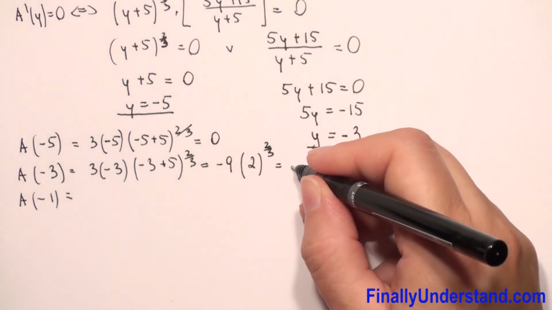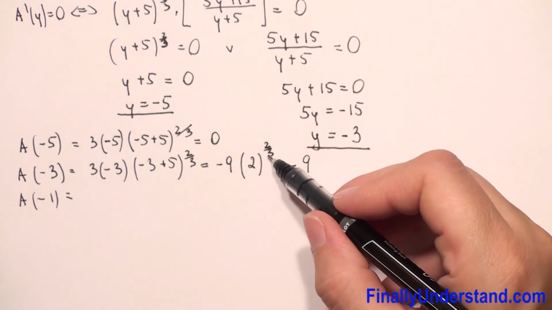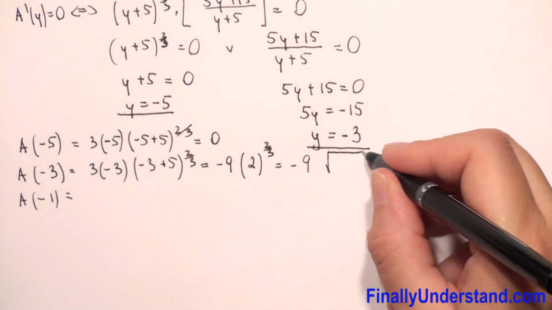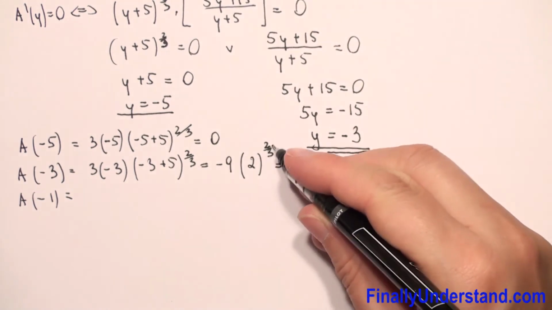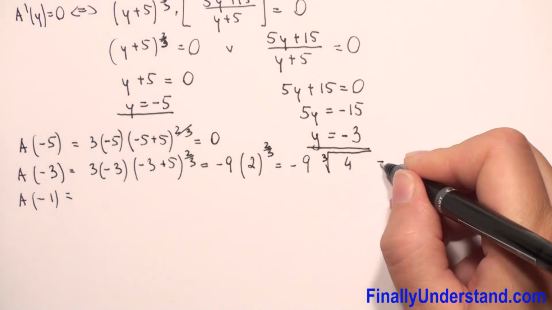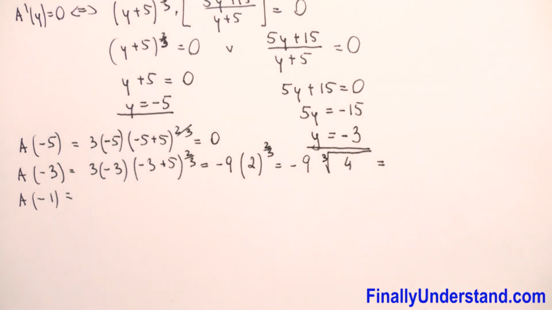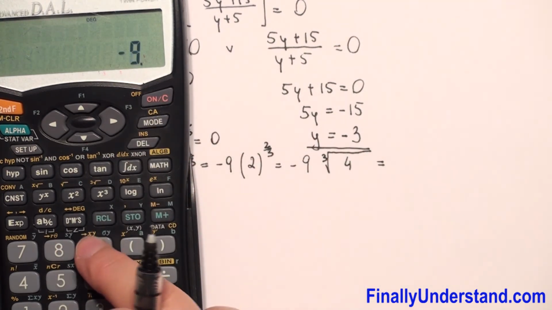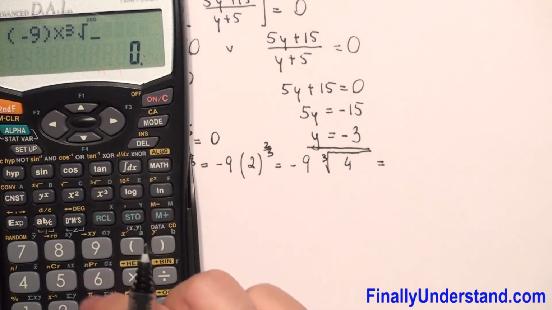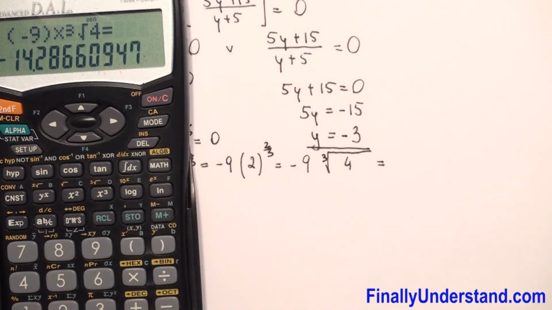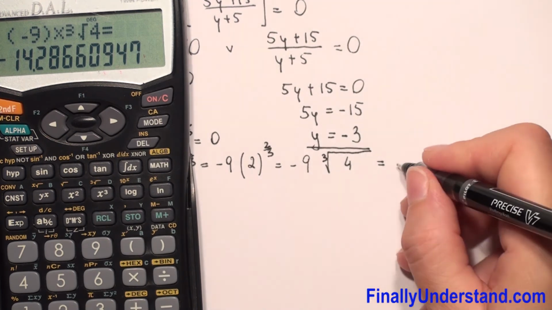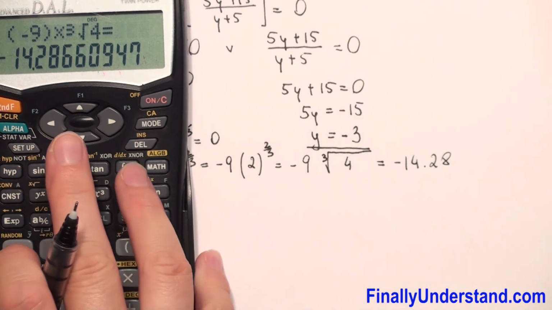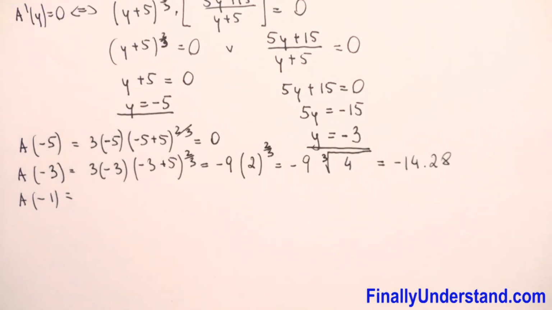So we can rewrite this. We have negative 9 times, because we have in the numerator 2 and denominator 3, it means we have to take cube root of 2 to second power, which is 4. So this is equal. We can use calculator. So we have negative 9 times cube root of 4. This is equal negative 14.28 approximately.